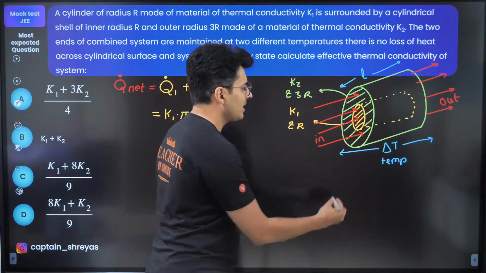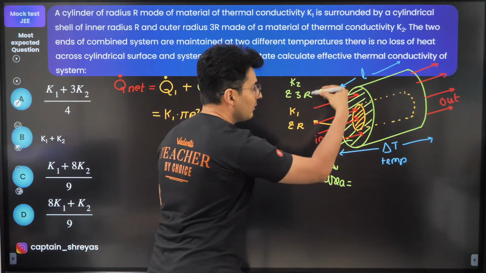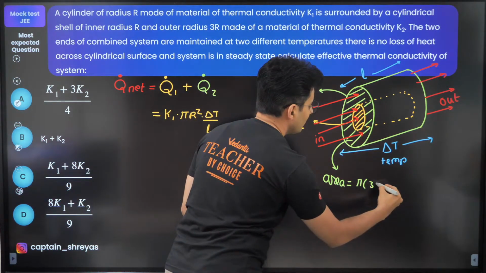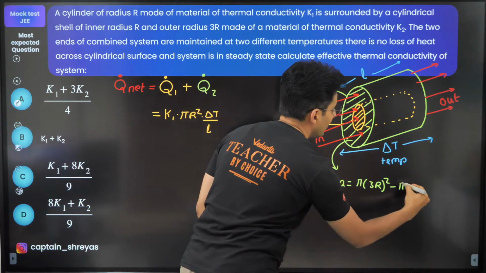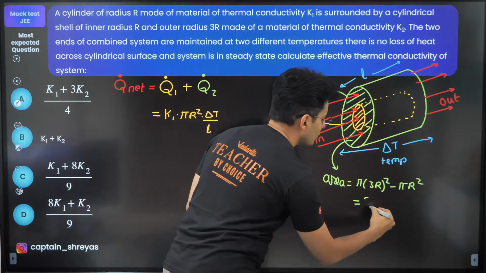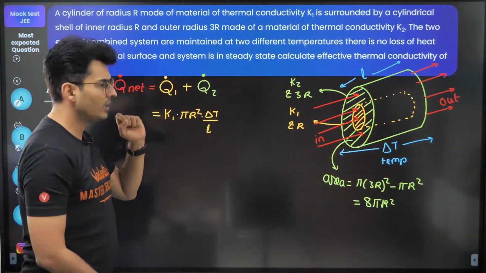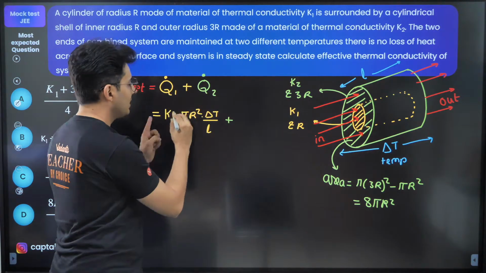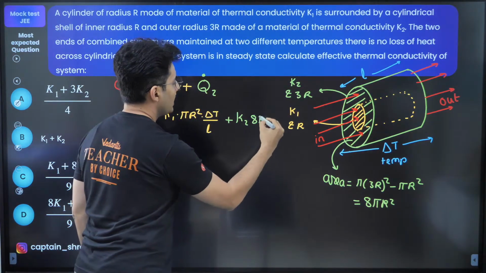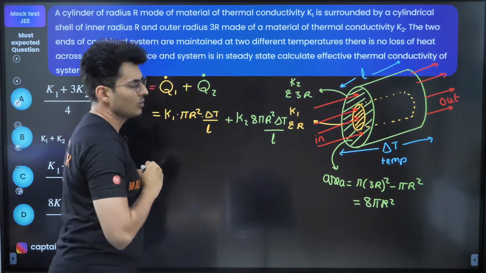Oh, by the way, what is the area of that shaded part? It will be the big area minus the small area. So it will be pi into 3r whole square minus pi r square. 3 square is 9, 9 minus 1 is 8. So it will be 8 pi r square. I need that area when I substitute it over here. So plus K2 into 8 pi r square into delta T by L, of course.